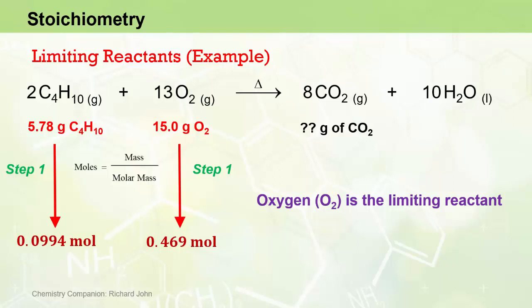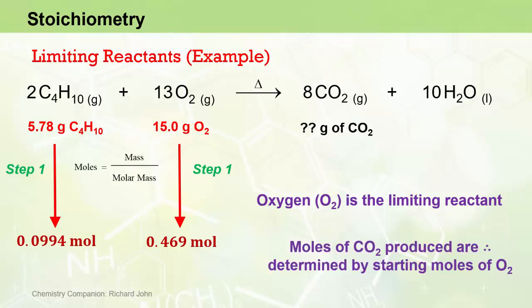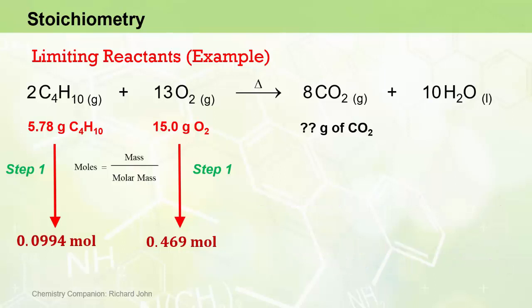And it's important that we've identified oxygen as the limiting reactant because the moles of product, the moles of carbon dioxide in this case, are now going to be determined by the starting moles of the limiting reactant, which is the starting moles of O2. Now, if we want a shortcut to determining which reactant is going to be the limiting reactant, we perform step 1 twice as we've done, and we get these mole values here.